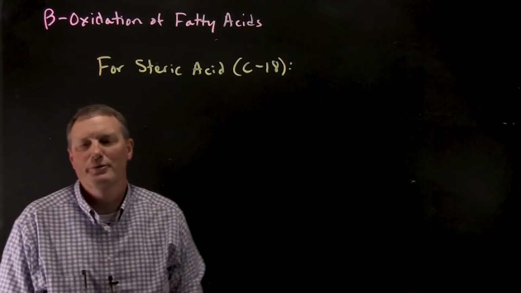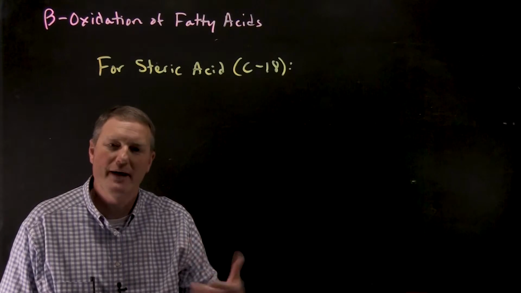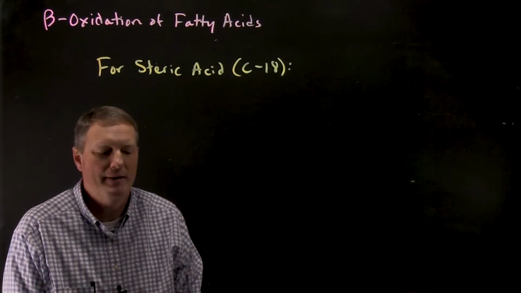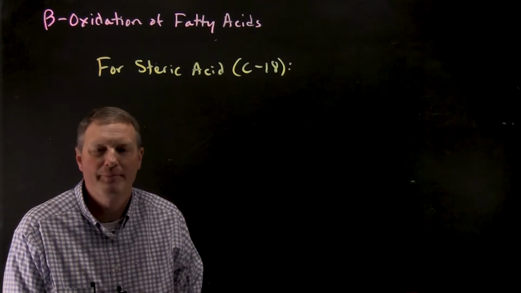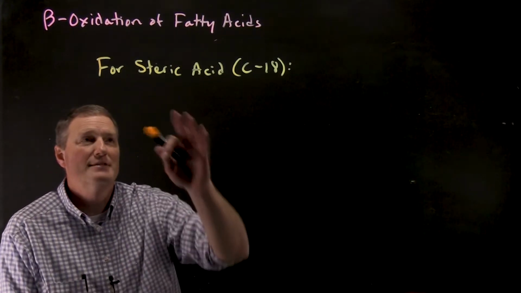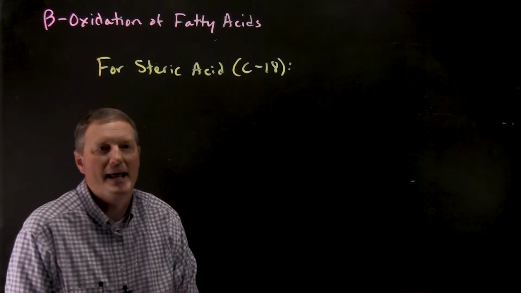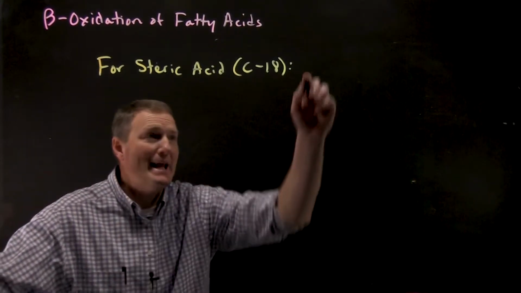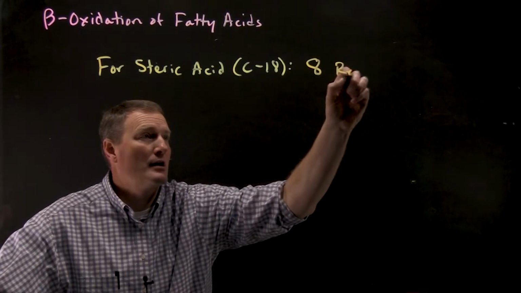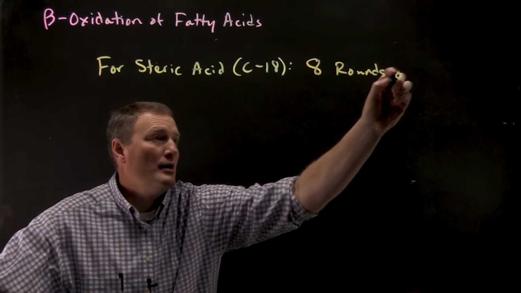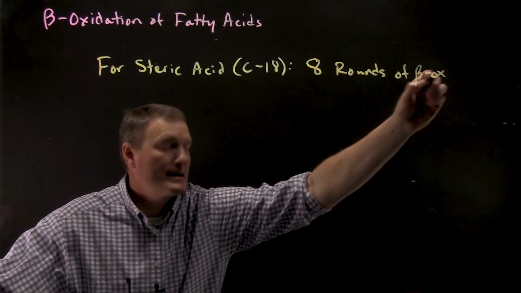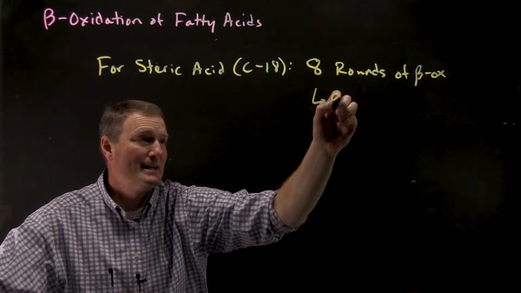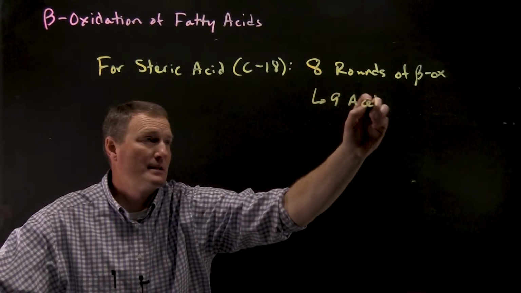So briefly, let me just go through how you would calculate the rounds or turns of beta oxidation that a particular fatty acid chain would require. So if we were looking at a sample of stearic acid, a fatty acid that has 18 carbons, we would have to do the following. So we would need 8 rounds of beta oxidation. All right, and this ultimately would produce 9 acetyl-CoAs.